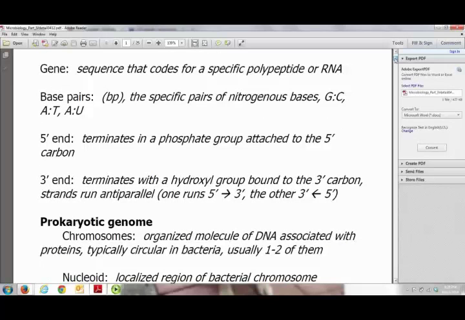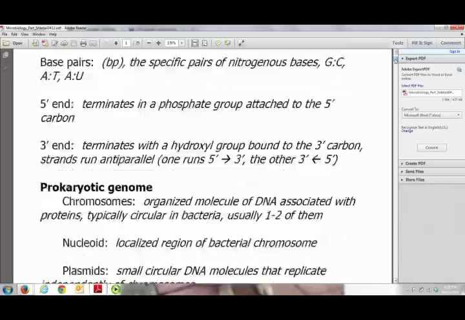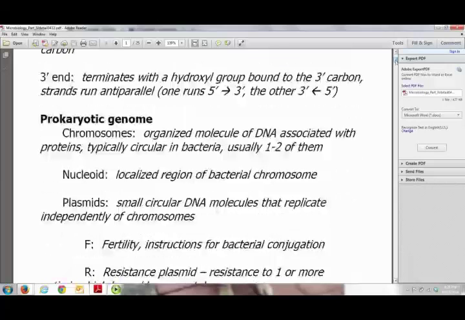And the ends of the DNA and RNA are important because this is going to have to do with how the enzymes are able to add on new base pairs. It's going to read it specifically in one direction. Much like when you read a book, you read the sentence left to right across the page and from top to bottom. The prokaryotic genome is going to be a little bit simpler than the eukaryotic genome.